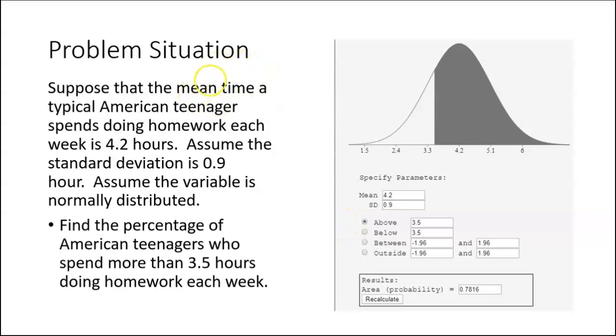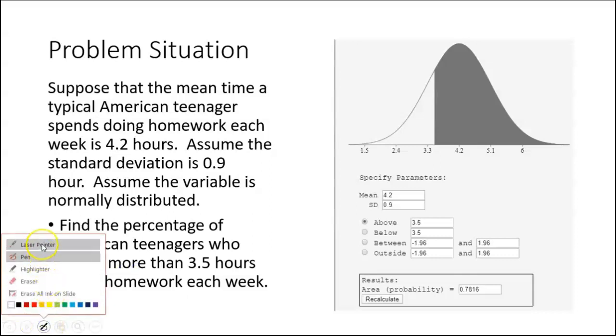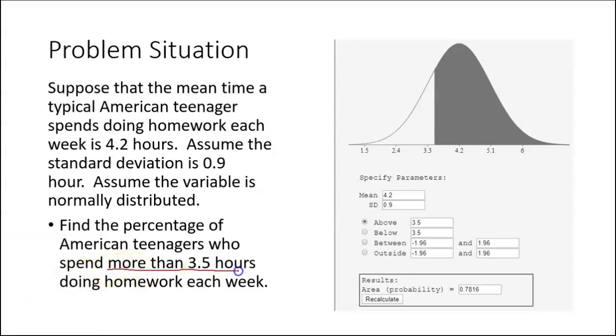But on the second one, the question was, find the percentage of American teenagers who spend more than 3.5 hours doing homework. So notice what I did here, same mean and standard deviation, but now I want more than or above 3.5. And so there's the 3.5 on the number line, just a little bit to the right of 3.3, and we want everything above that. And so the computer figures that out for you.